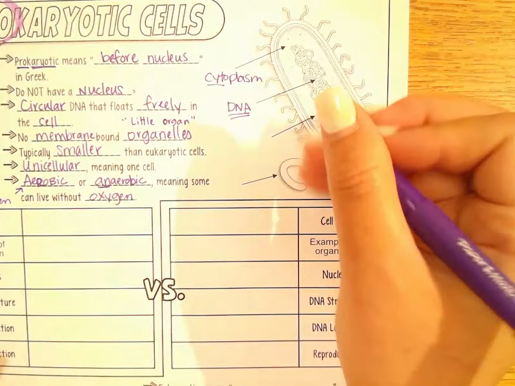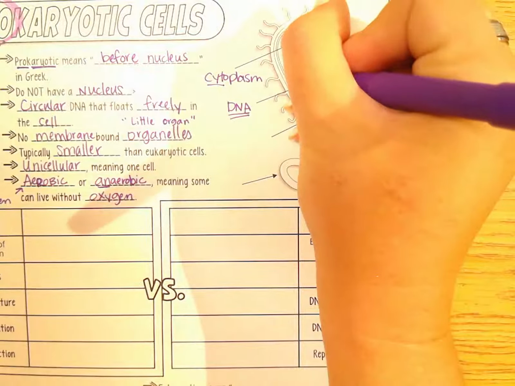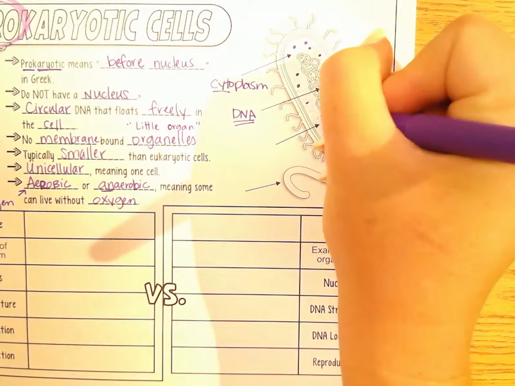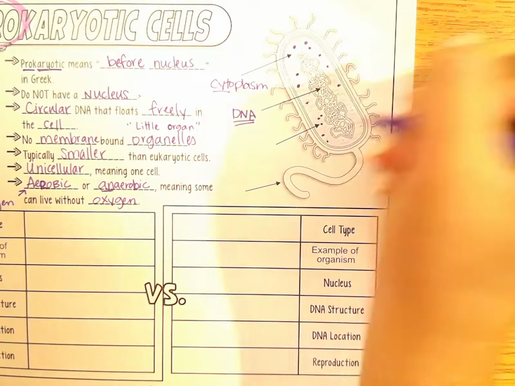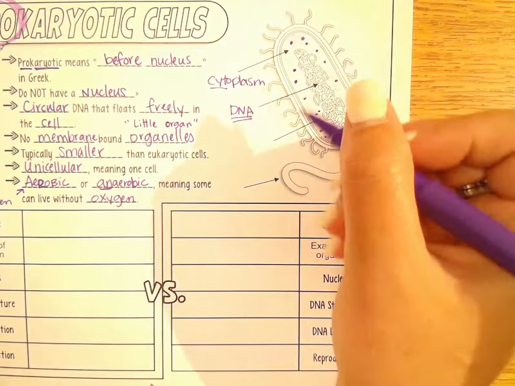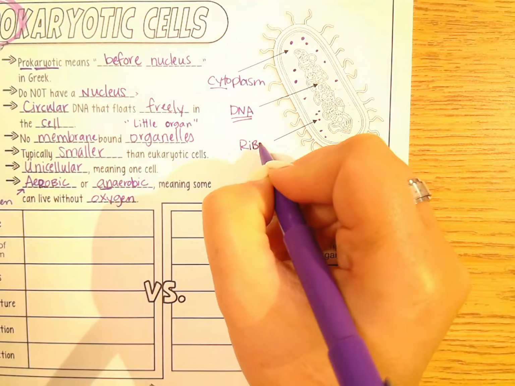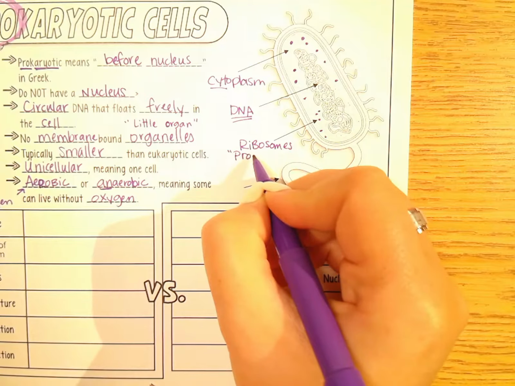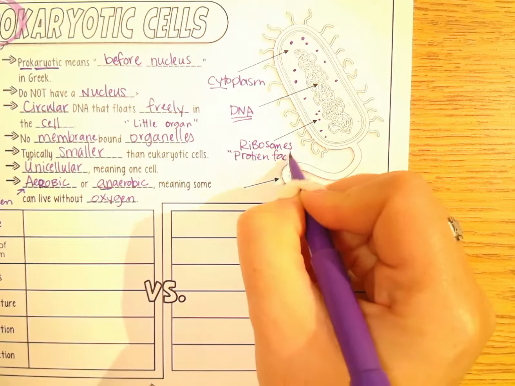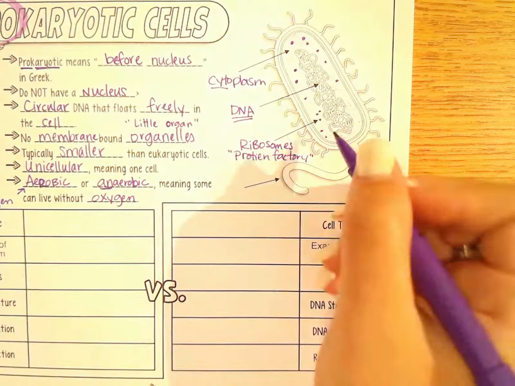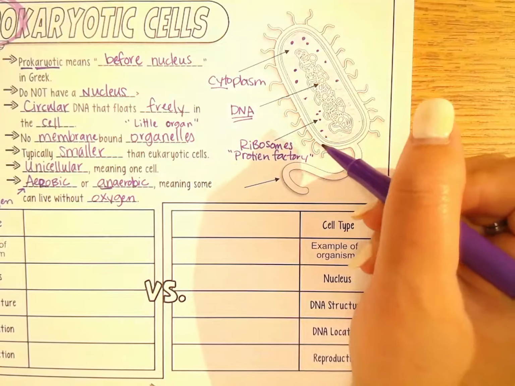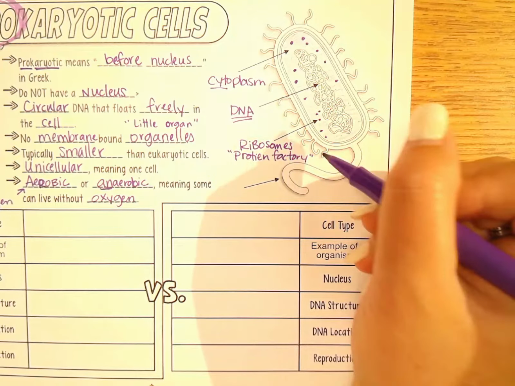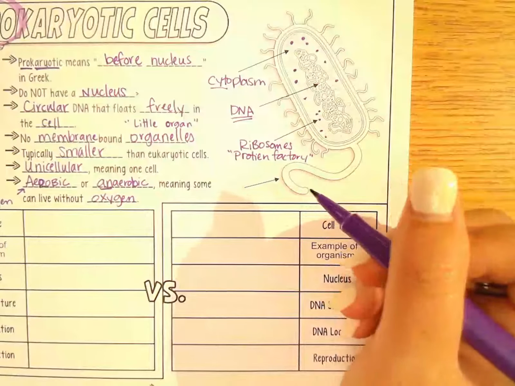Now, ribosomes are these little dots. I'm not sure if you can see, but there are all these little dots inside this cell. And ribosomes are really important because they are protein factories. And most cells' jobs are to create proteins of some type, right? So this is important for the cell to be able to function and do its job.